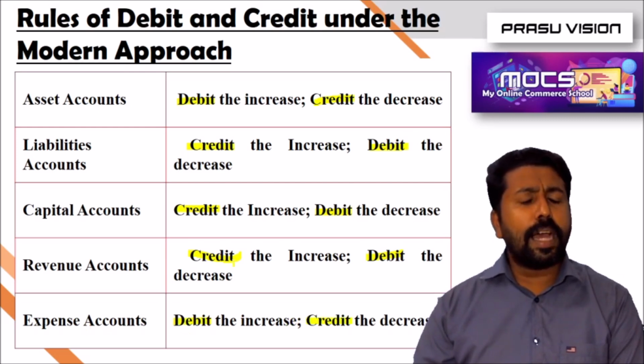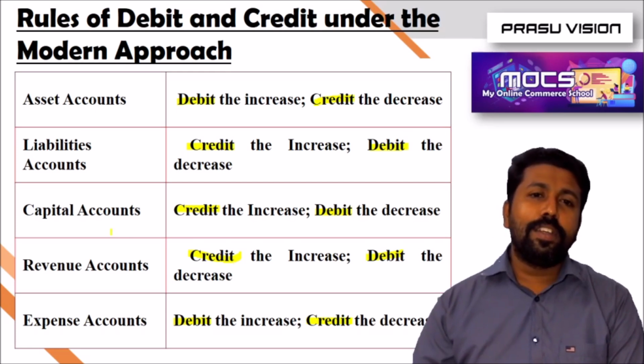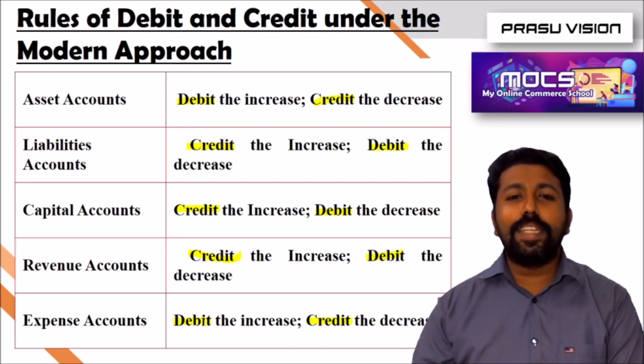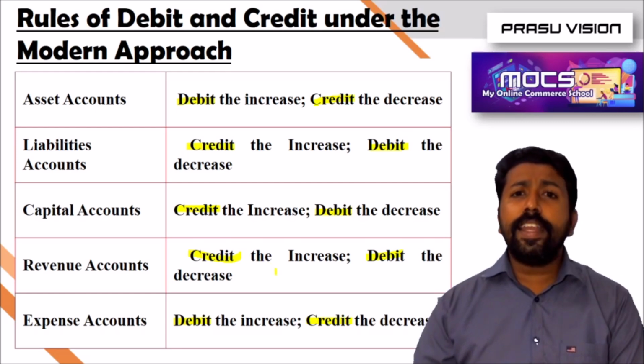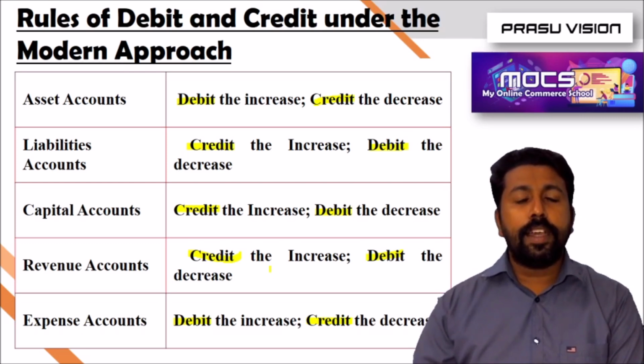So we can combine the rules. Asset account and expense account have the same rule. Please look at this. Asset account increases debited, expense account increases debited. Asset account decreases credited, expense account decreases credited. So we can say asset and expense account increases debited, decreases credited. And it is just opposite.